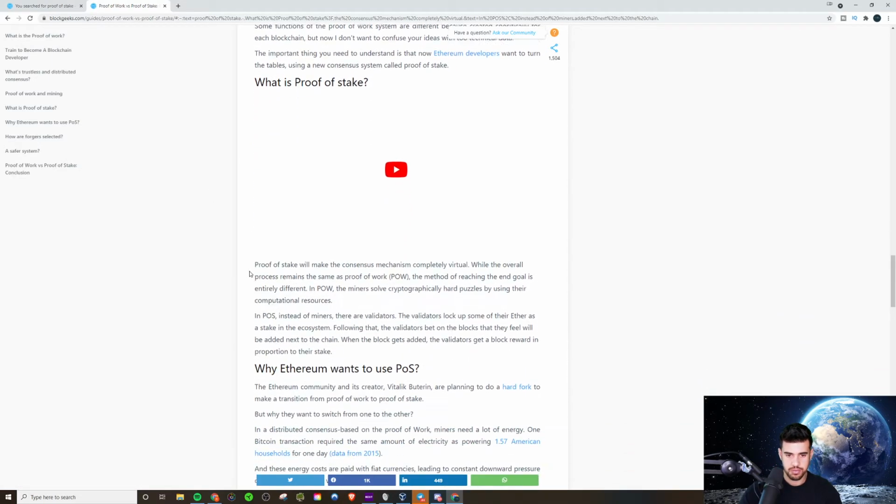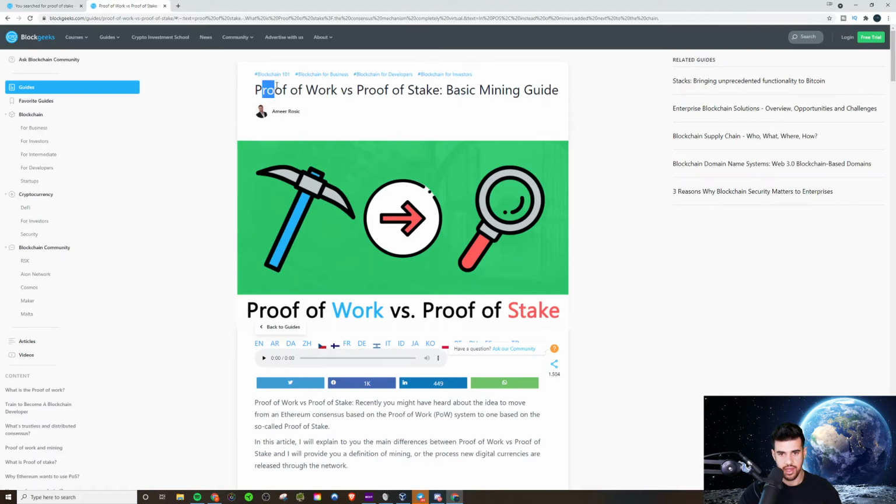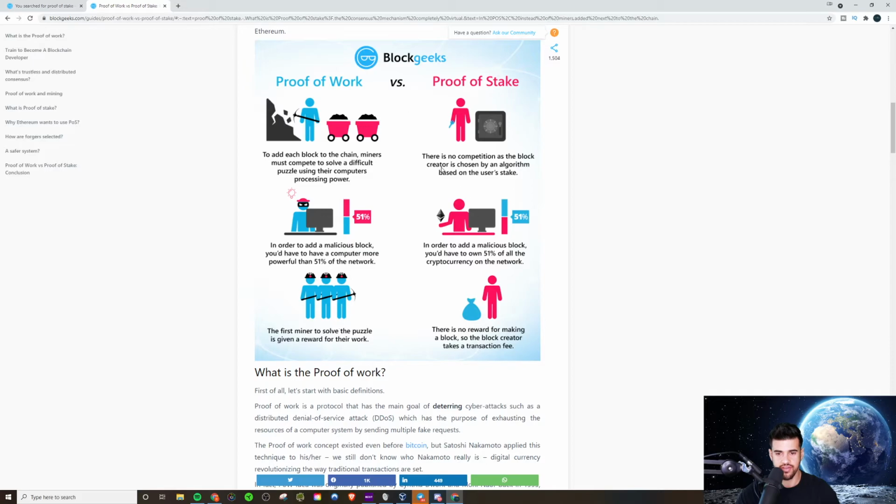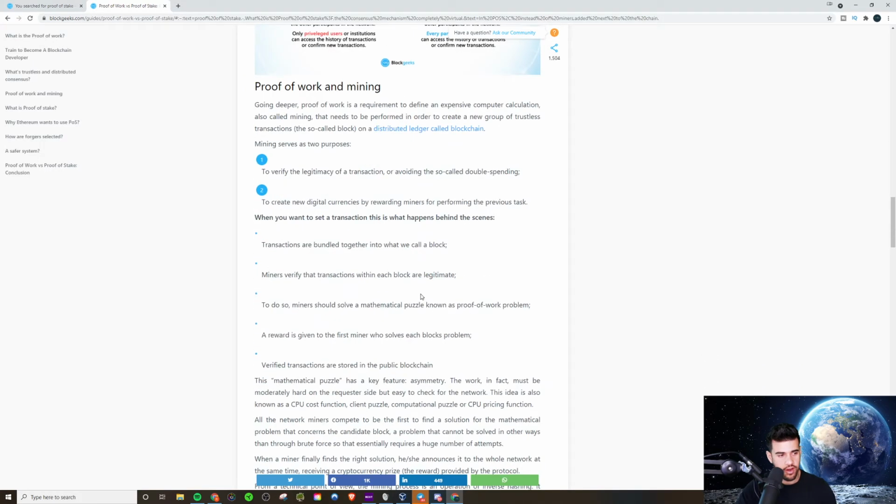They talk about what is proof of stake, and they explain it. Basic guide here, proof of work versus proof of stake. They even have some video stuff, nice infographics. So all in all, I know I'm really going on and on about this, but I couldn't recommend this site highly enough for any of you guys.